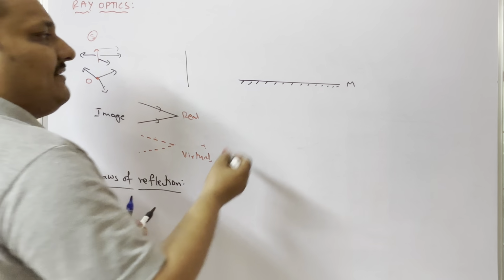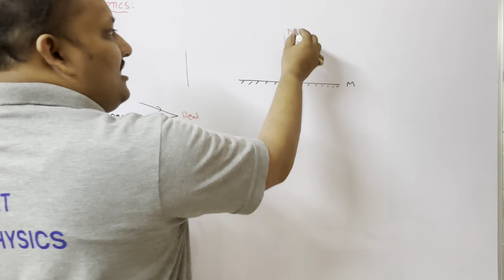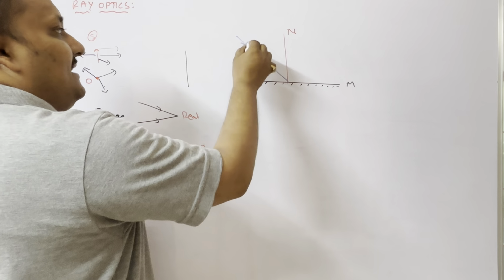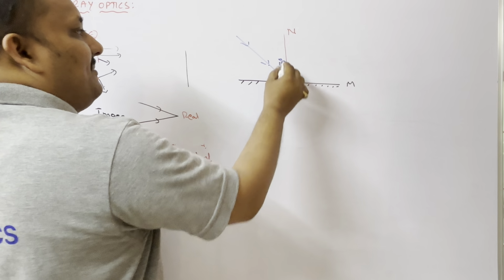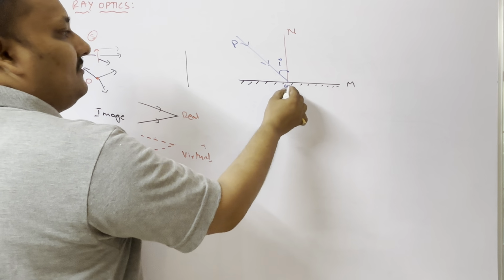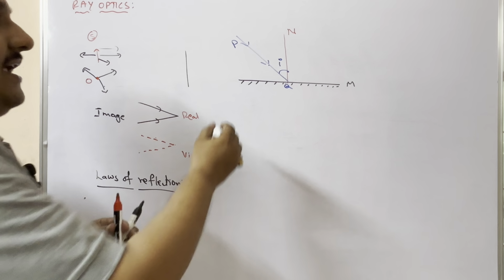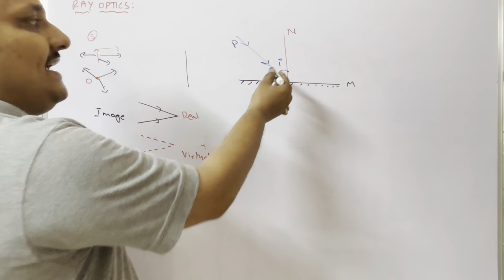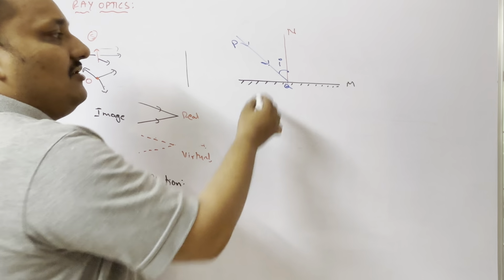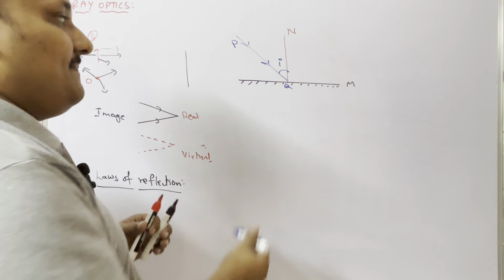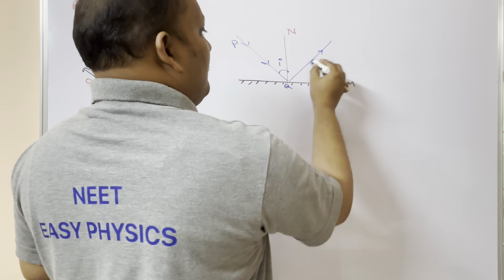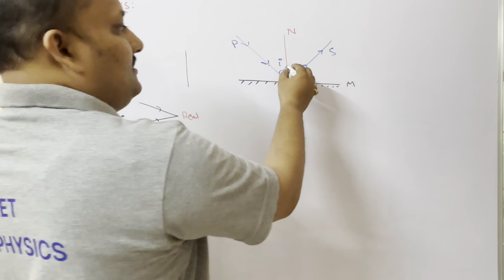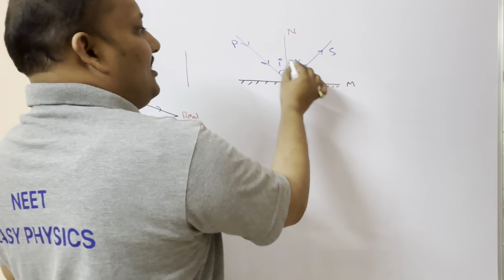For this, some basics we require. This is the normal we have drawn. Next, this is an incident ray of light. The angle made by incident ray PQ. For light rays we have to give arrow marks; for the normal, not required. The angle made by the incident ray with the normal, we call the angle of incidence. Next, RS is nothing but the reflected ray. This is the angle made by the reflected ray with the normal.